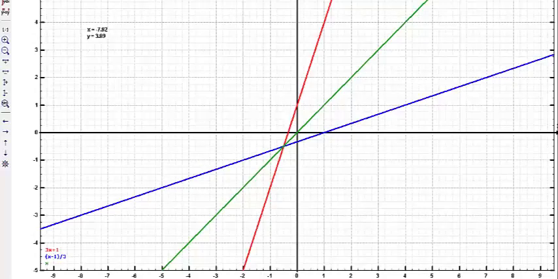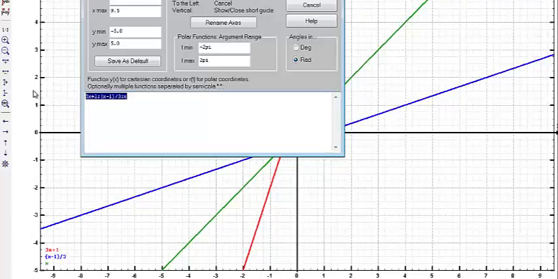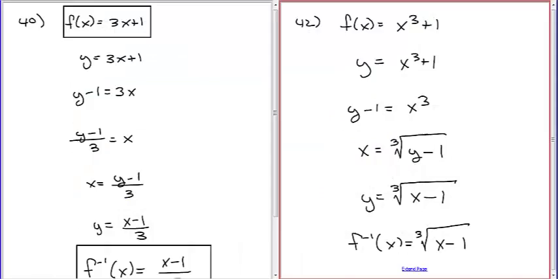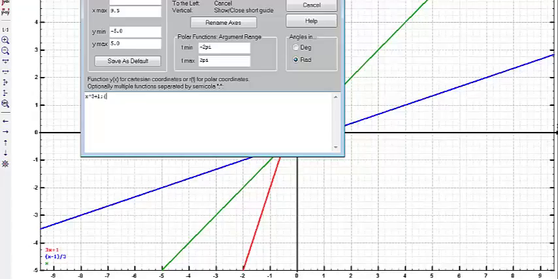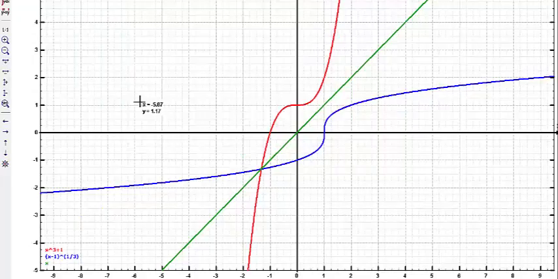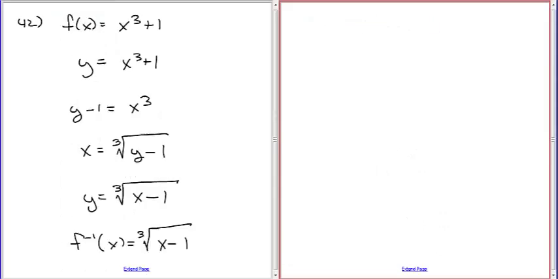So let's plot those two. So you've got x cubed plus 1. The inverse function is the cube root of x minus 1. So we take x minus 1, raise it to the 1/3 power, and we put in y equals x. We graph it. There you go. So that looks good. 44.